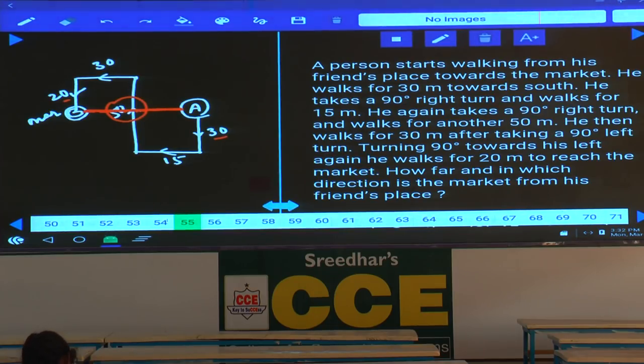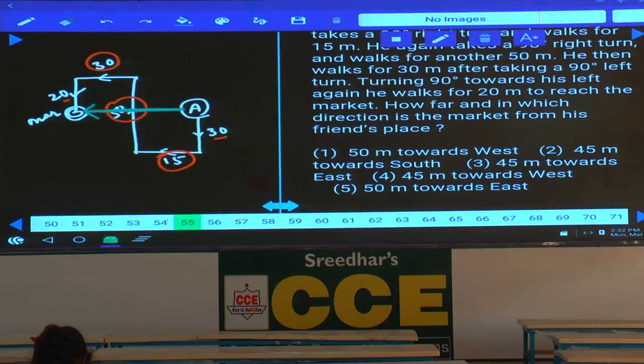Then, what is the total horizontal distance? 30 towards west, 15 towards west, same direction, add these two. Hence, 15 plus 30, that is how much? 45. Now, this 45 is towards which direction? B is towards which direction? This is towards west. Now, the question is about B rather than A. Hence, 30 plus 15, 45 meters towards west, choice 4. Question number 55, choice 4 is the answer.